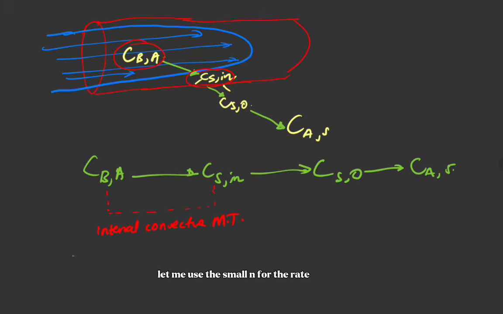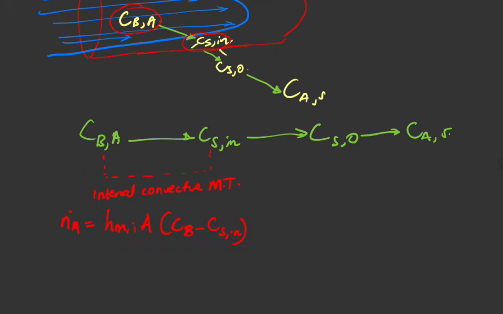Let me use the small n for the rate. This is just going to be the internal convective mass transfer coefficient multiplied by the area, and you ask yourself, is it the cross-sectional area or the total area? Then multiplied by C in the bulk minus C on the inner surface. Right? This you'll find through correlation, the HMI. The area is the total area, 2 pi RL.